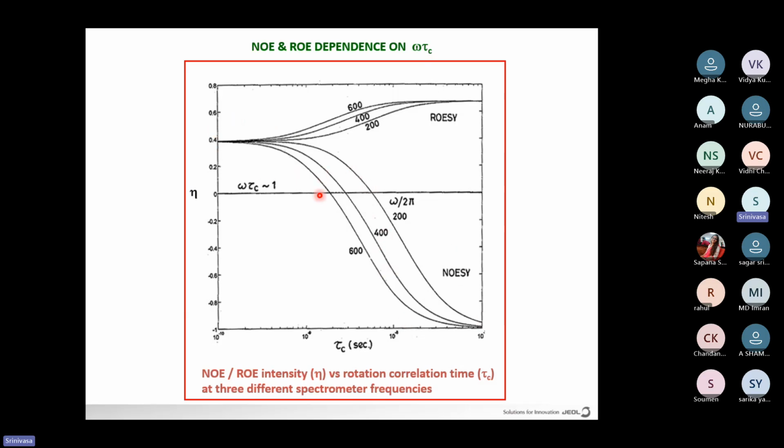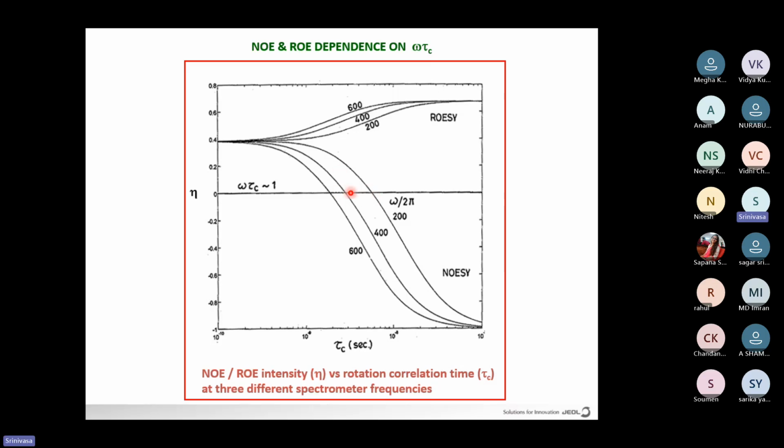But what about these areas? Here you will not get any signals. In a practical situation, if the molecular weight is lesser than 800, it falls in this area. If the molecular weight is between 800 and 2000, it falls in this area. In that case, you don't see any kind of NOE peak; it becomes nullified.